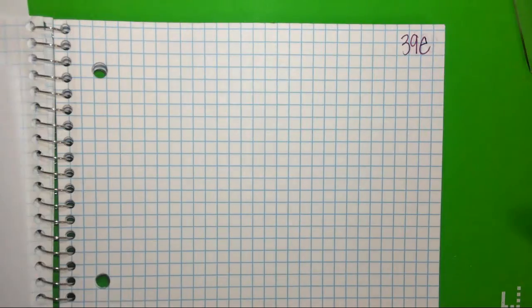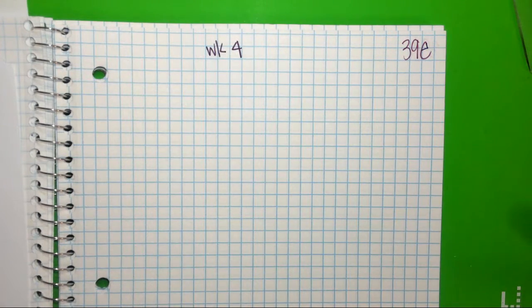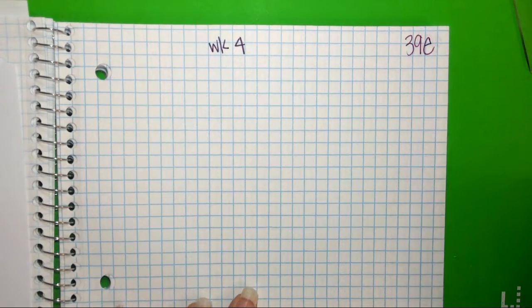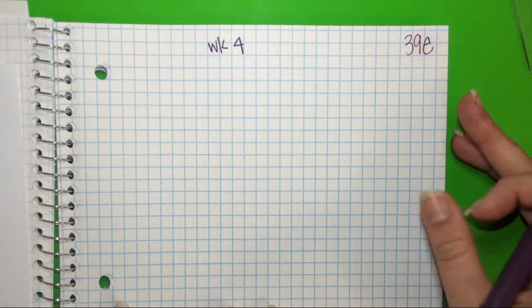39C. On the back of 39C is 39D. 39E is going to be week 4 of your math workshop. So you need to go ahead and label that it's going to be week 4 of your math workshop. There is a reason that we're skipping these pages, so you need to go ahead and label and stop talking while I'm talking.